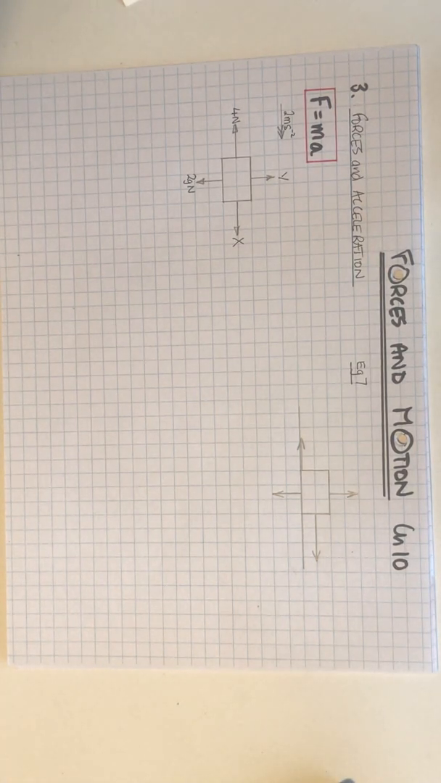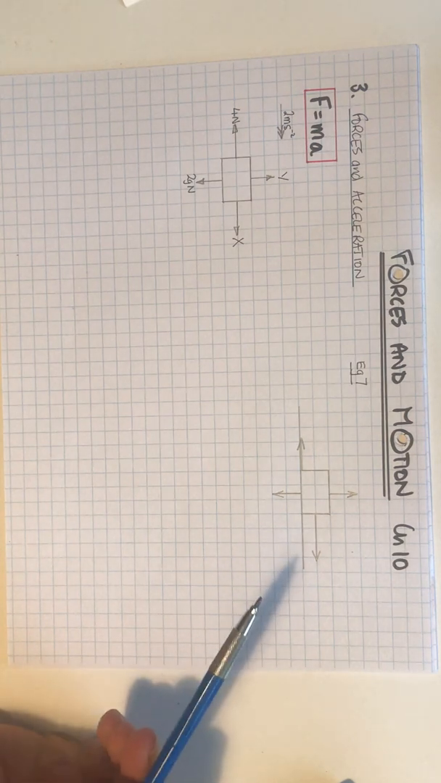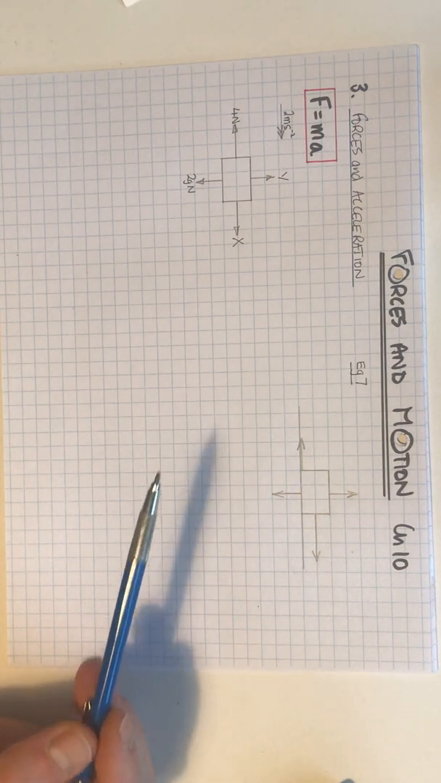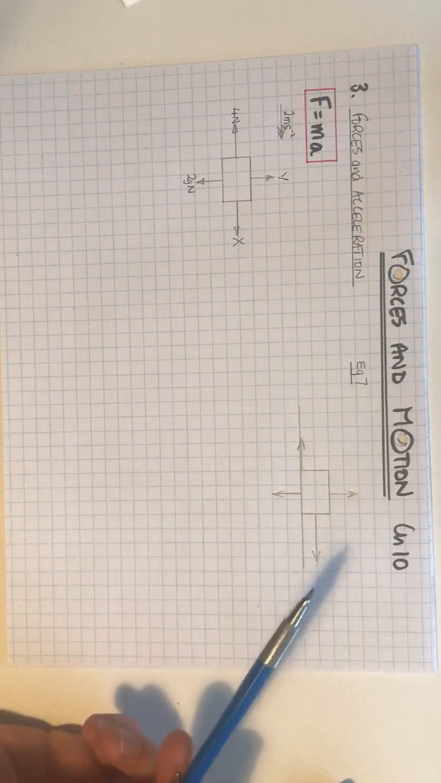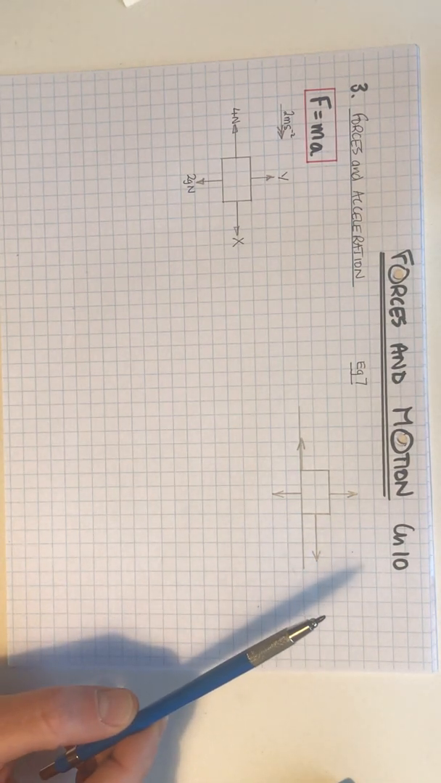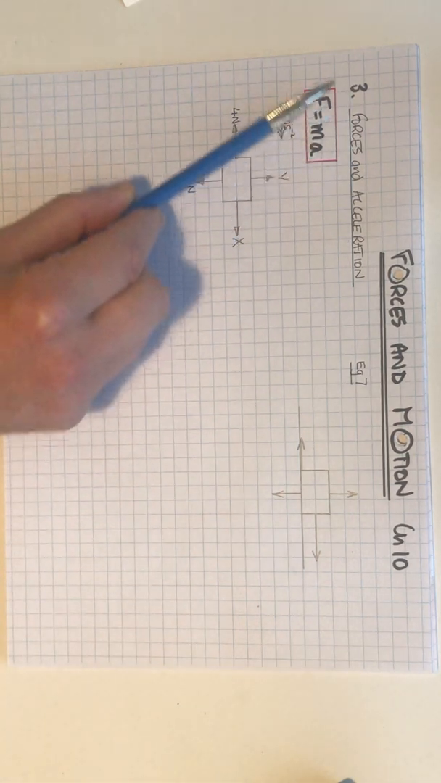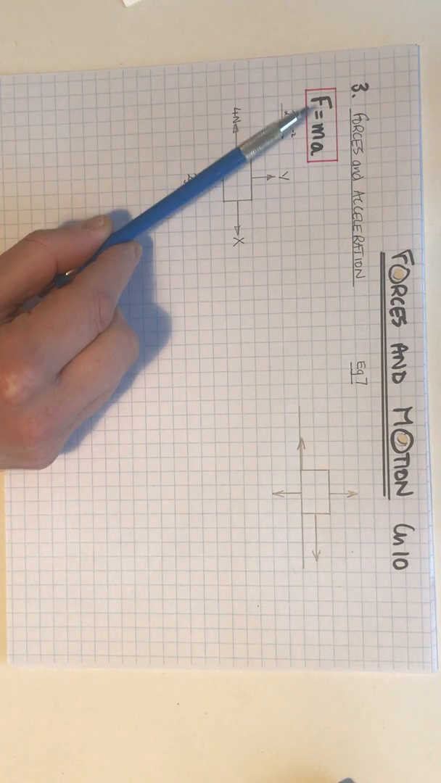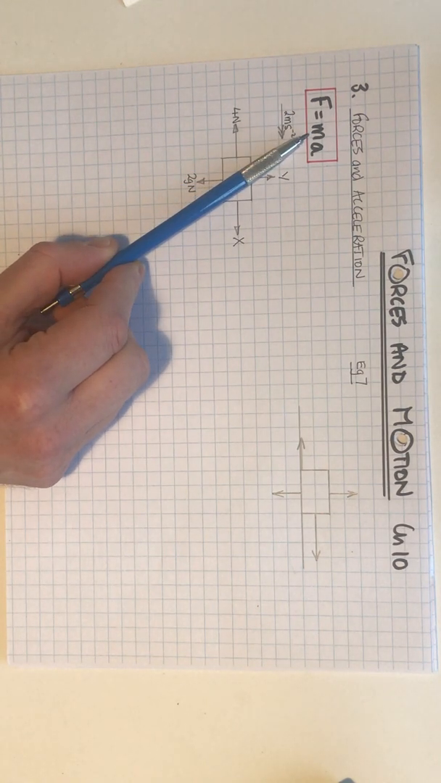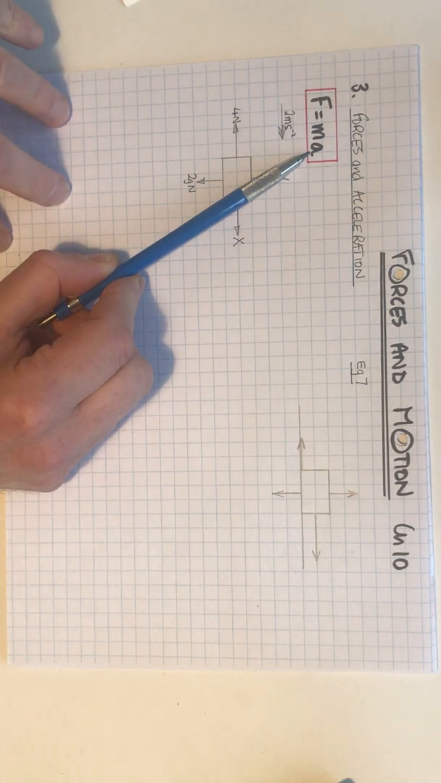Okay, third section of forces and motion. This is where we bring together what we've learned about forces and all the learning we did in chapter 9, all the SUVAT equations. So we're linking together forces and acceleration, and we're using this key formula. Force is mass, measured in kilograms, times acceleration, measured in meters per second squared.